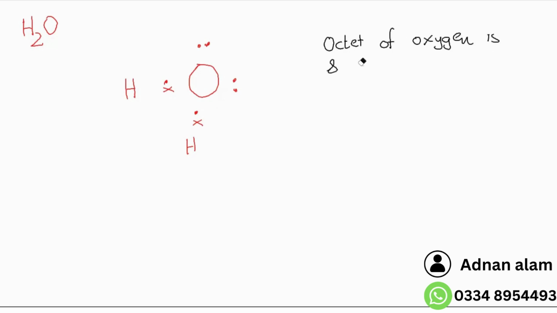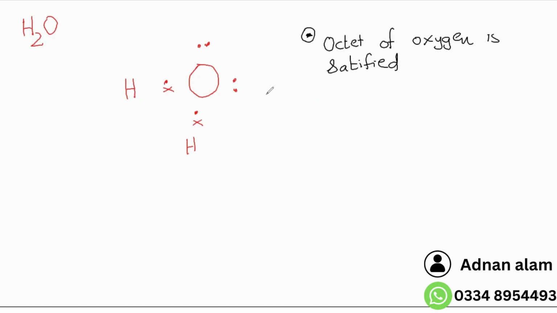What is meant by this line? You know octet. Octet means the valence shell has 8 electrons. So 8 electrons of the valence shell is represented with the term octet. And for hydrogen we use the word doublet, because hydrogen has only one shell. So the doublet for hydrogen is satisfied, and the octet for oxygen is satisfied. Yes. Any confusion?